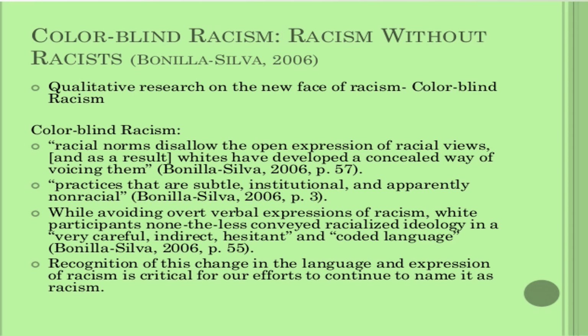Bonilla Silva's point is that in light of the way these norms developed, many people didn't give up their racism. They found new, concealed ways to voice it, which allowed them to continue to hold on to their racial privileges, but to voice them in a way that would be considered acceptable in a polite society where racism was now repudiated. So it relies on practices that are subtle, institutional, and apparently non-racial rather than directly racial. While avoiding overt verbal expressions of racism, Bonilla Silva argues white participants nonetheless conveyed racial ideology in very careful, indirect, hesitant, and coded language.